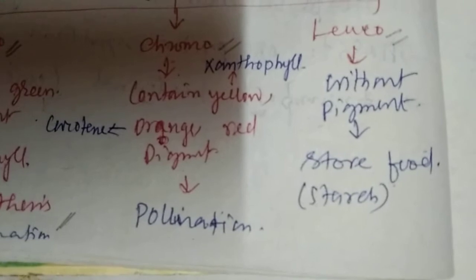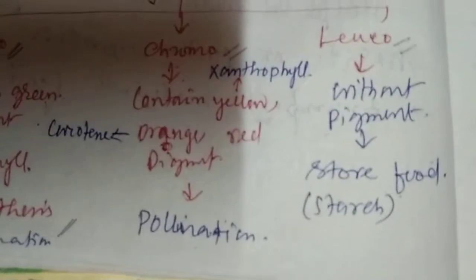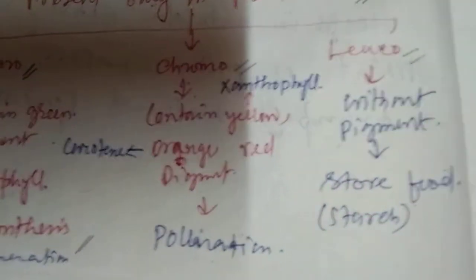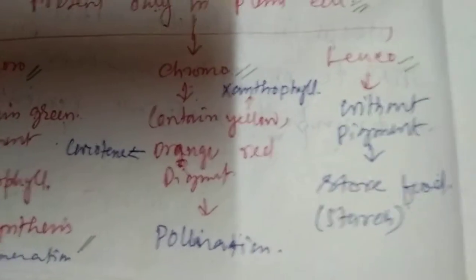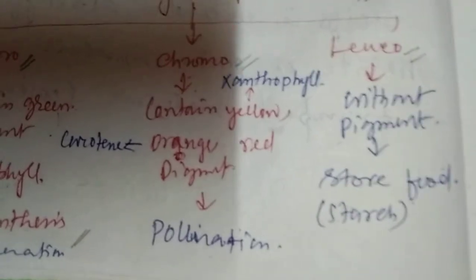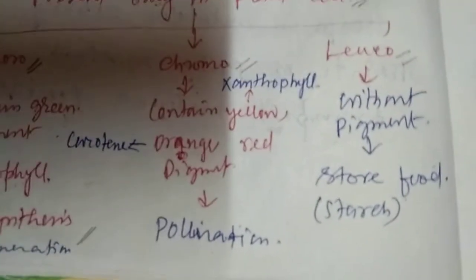So these plastids which have color pigments are known as chromoplastid, and they are basically present in flowers and fruits. They help in pollination, the process of transfer of pollen grains. This process is helped by the chromoplastid.